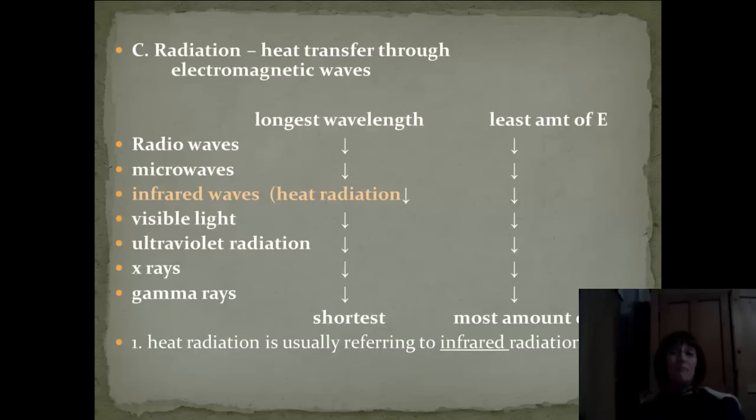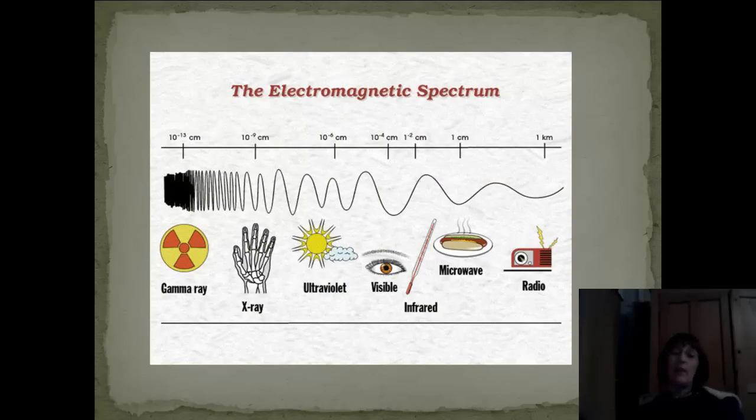If you've ever had a sunburn, you know there's enough energy in those UV rays that they can cause some damage to your skin. Radiant heat, or heat radiation, is usually referring to the infrared wave. Here we have a beautiful picture showing the electromagnetic spectrum going from the longest wavelength on the right to the shortest on the left.